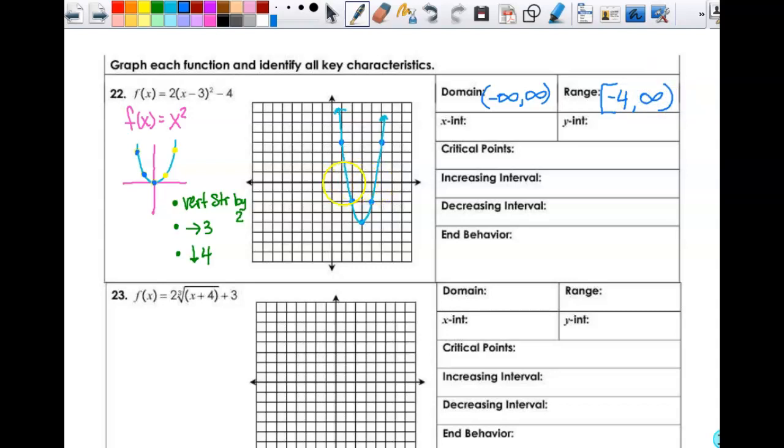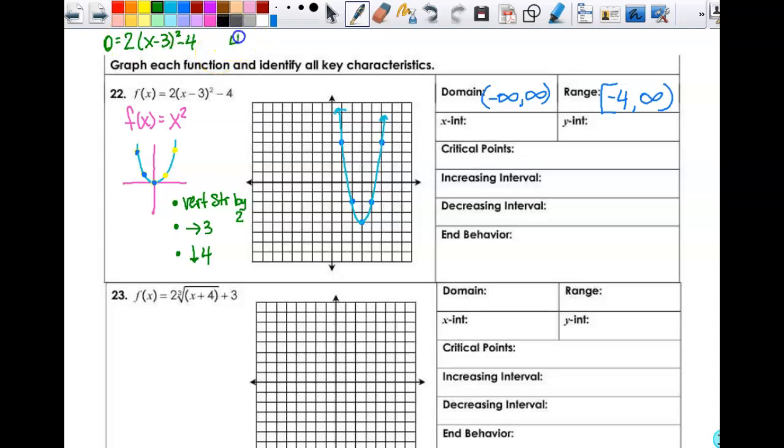X-intercepts, I can see that I have 2. I don't get to guess off the graph. I got to go find it. I didn't give you a whole lot of room to do that, I know, but I'm going to try and cram it up here, I think. So my x-intercepts are when y is 0. So 0 equals 2 times x minus 3 squared minus 4.